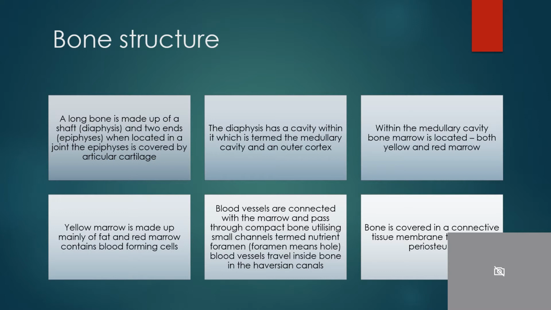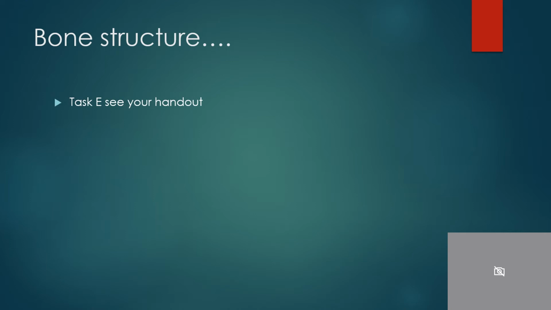Yellow marrow is made up mainly of fat, and red marrow contains blood-forming cells. Blood vessels are connected with the marrow and pass through compact bone, utilising small channels that we term nutrient foramen. The term foramen means hole. Blood vessels travel inside bone in the Haversian canals, and bone is covered in a connective tissue membrane, termed the periosteum. Bone structure. See Task E within the adjoining handout.